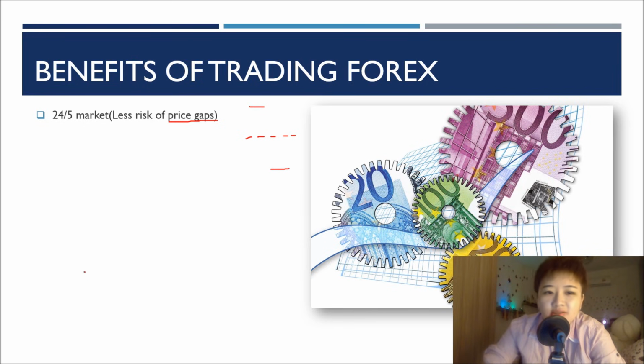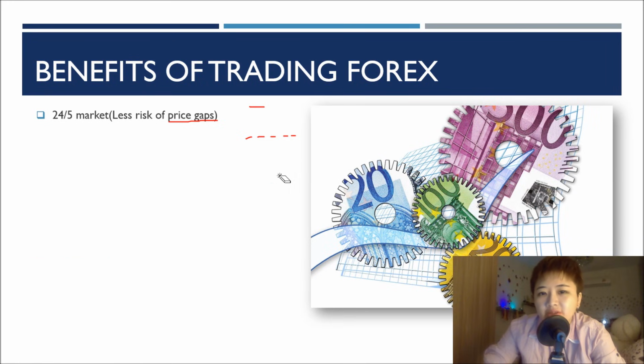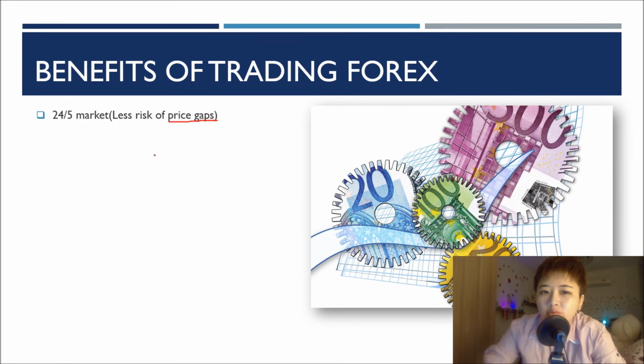So that is the danger of a market that is not 24/5. And the good thing about forex is that there are not a lot of price gaps except for the weekends. Because when Friday closes and Monday opens, if there's a major news event happening during the weekend, it's going to cause a price gap. But most of the time, the gap is not going to be that wide.